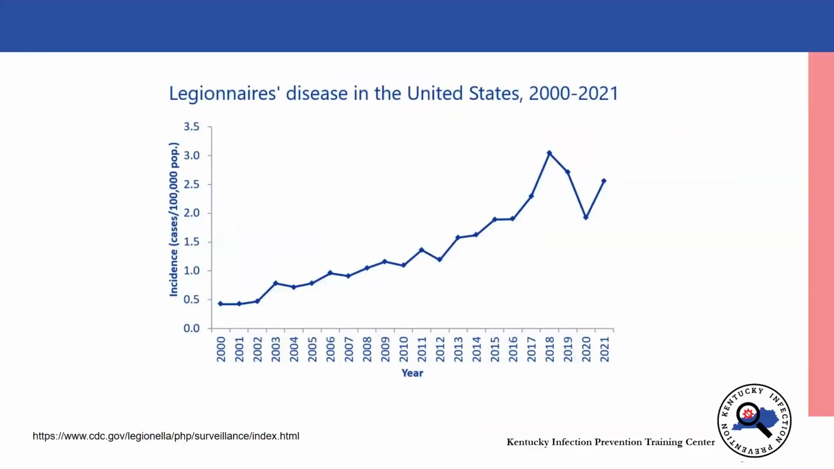Some may say that Legionella is not an issue in the United States, but this graph from the CDC would suggest otherwise. You can see here that there is a continued upward trend in cases of Legionella since it became a reportable disease. There was a decrease during the time period of the pandemic, though it is not clear if that was a true decrease or a result of decreased reporting. Either way, it's trending back up.